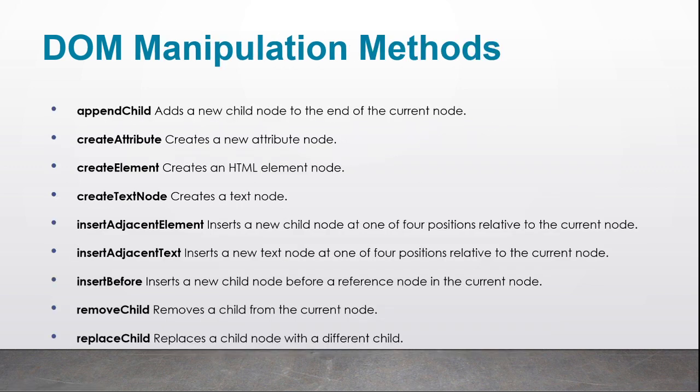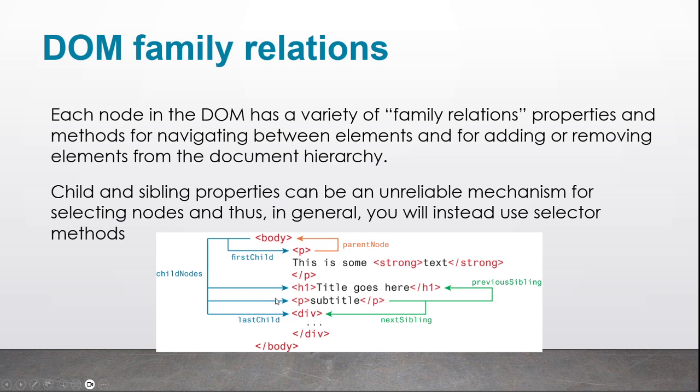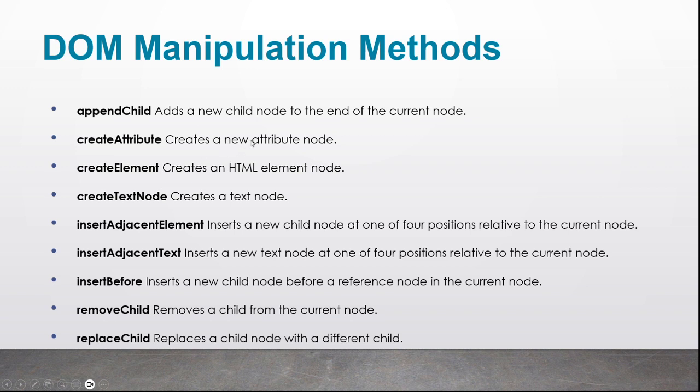Here are DOM manipulation methods. So these are generally preferable to using inner HTML. Okay? So we have append child, which adds a new, this is where I was talking about append. So append adds it to the end of whatever node you're in. So let's look at our previous slide. So this last child would be this div here. So if we used append child, then it would add something right after that closing div tag. Okay?